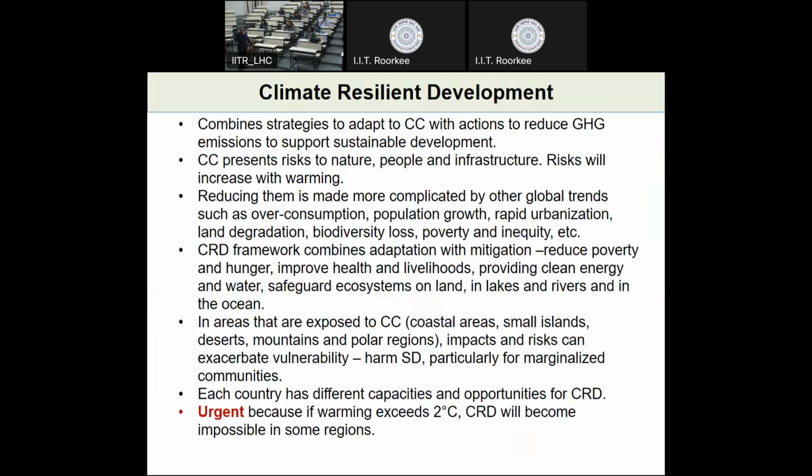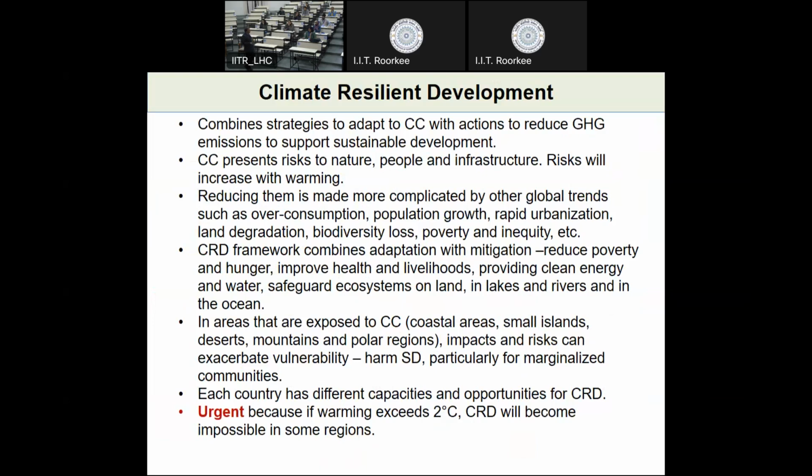And finally, each country has different capacities, different opportunities. See, all this requires money, this requires resources, which is not uniform. So depending upon resources, different countries will have different adaptive capacity, and this type of development is urgent because there are predictions which say that if warming is more than 2 degrees, then some regions will find it very difficult to practice climate resilient development.